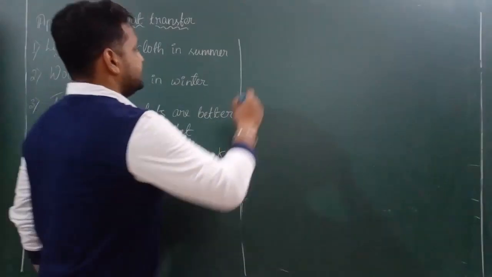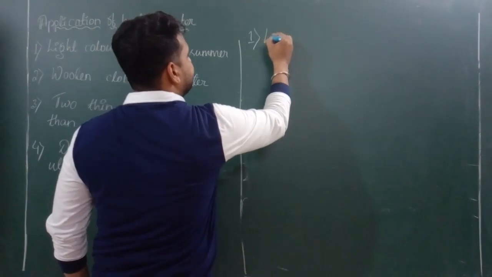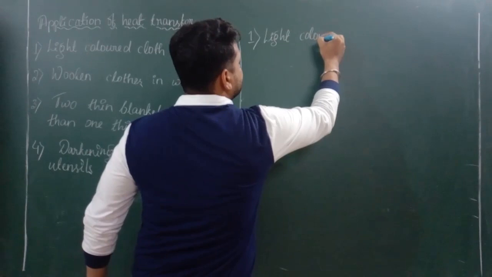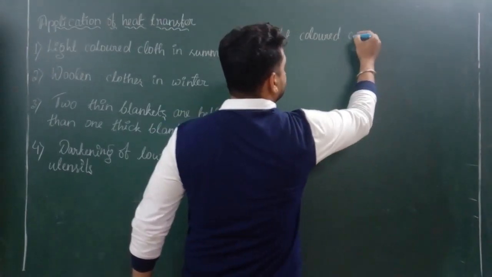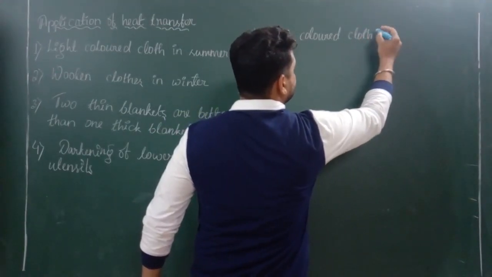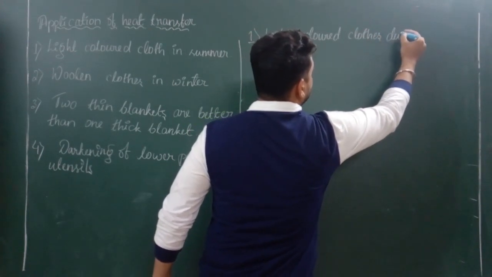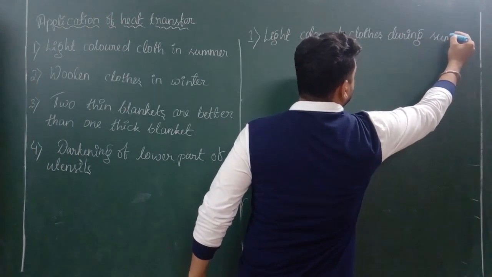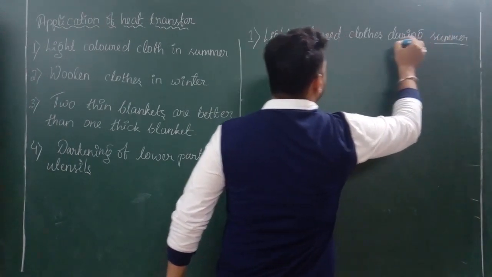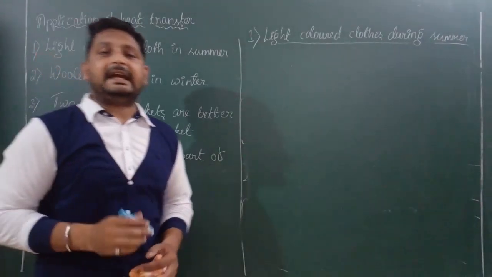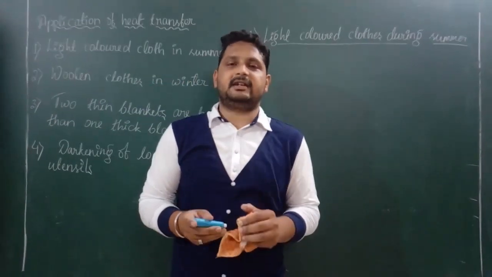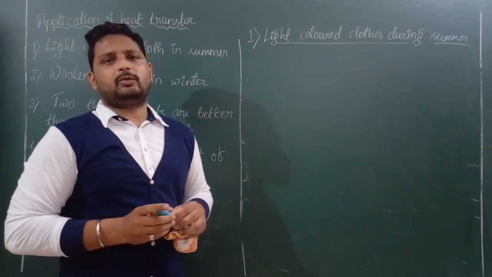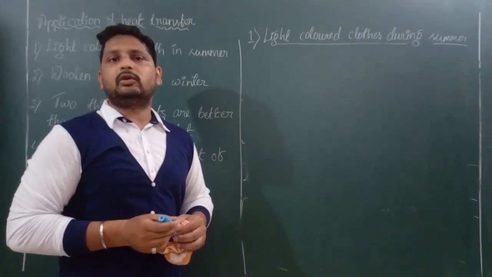So first is light colored clothes during summer. During summer we prefer light colored clothes, and it is generally advised to wear them. Have you ever wondered why? Why don't we prefer dark colored clothes?